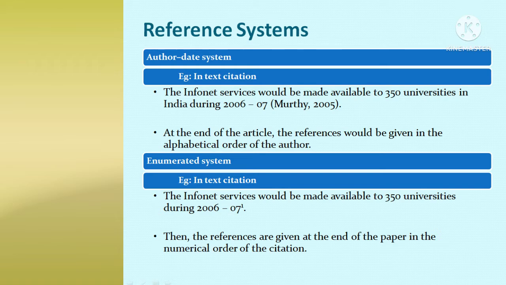If in the text we give numbering, as a superscript or like that, then at the end you give the references according to the numbering 1, 2, 3, 4. That is the enumerative, number system. The author system goes according to the author's name. Different tools are used for reference management. There are open source tools also, such as Mendeley and EndNote, used for reference management.